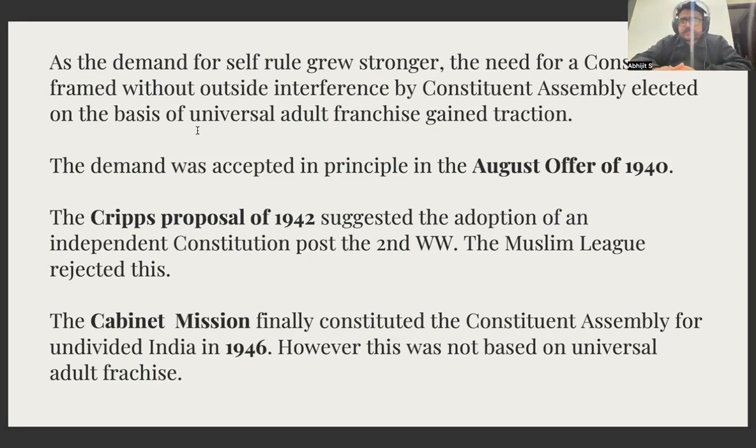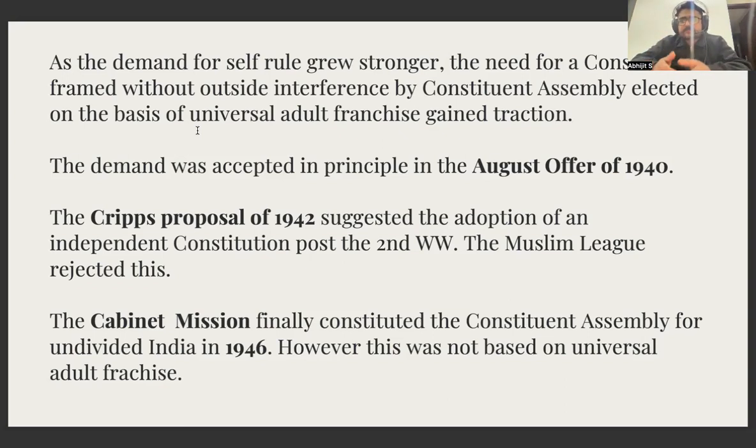The demand for establishing a constituent assembly was accepted in principle in 1940 through the August Offer, but it was actually proposed through the Cripps proposal of 1942, where it essentially said that after the Second World War, a constituent assembly would be established and the constitution would be framed. However, that proposal did not go through because of opposition from the Indian Muslim League, who rejected this particular proposal.